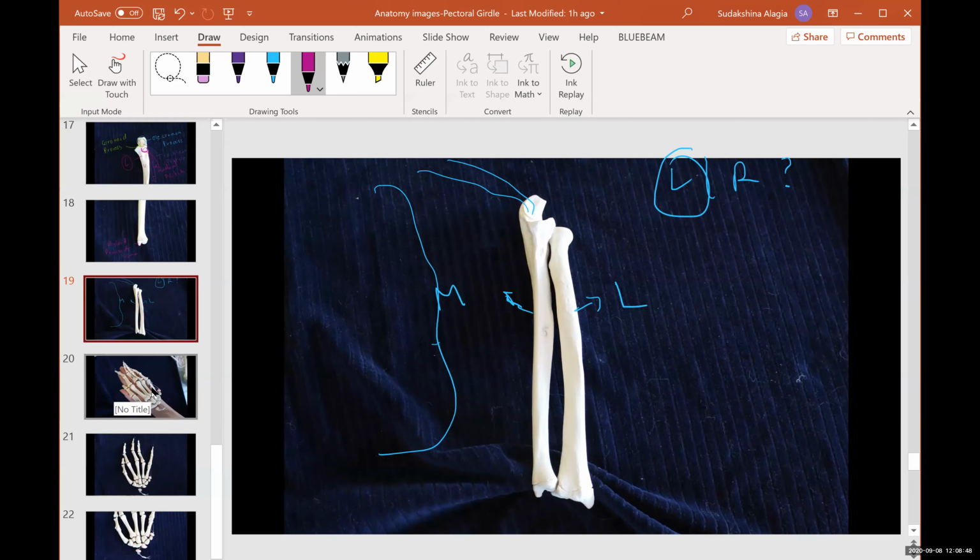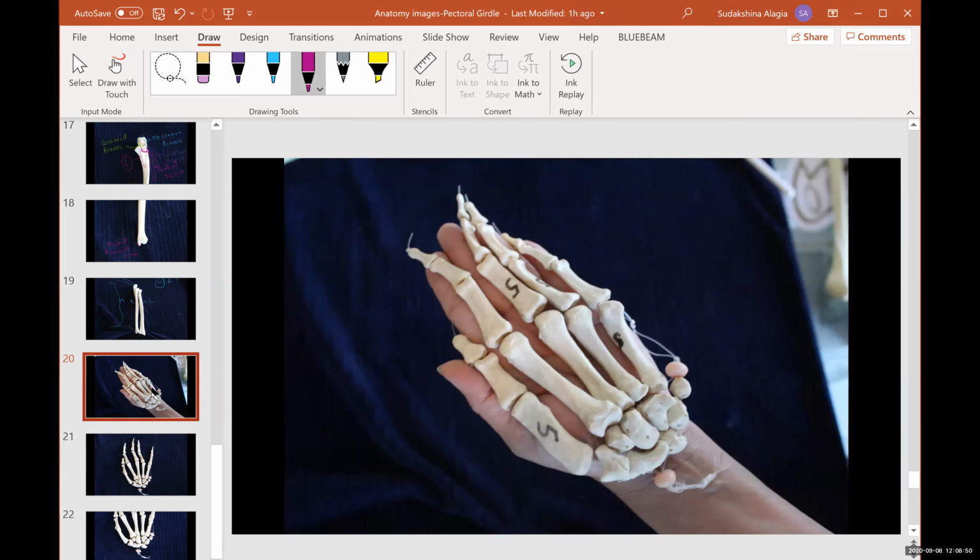Let's move on to the carpals, metacarpals, phalanges, which keeps us in a pretty good position. What I try to do here is show you the anatomical positioning of the carpals. Like I was saying, we have 8 carpal bones together that make up our wrist. Carpals, these make up your wrist.